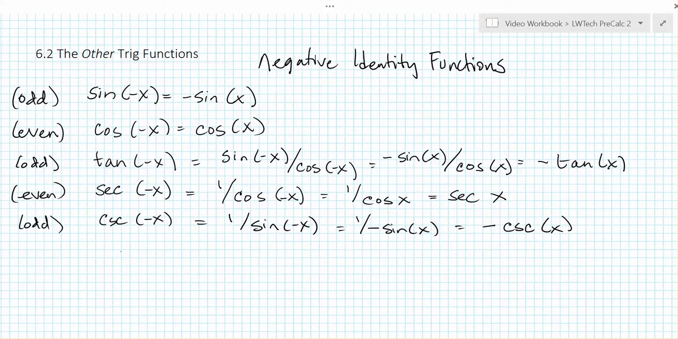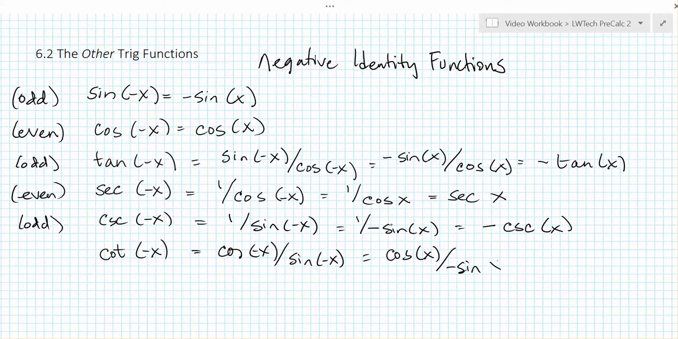And finally, the cotangent of negative x is equal to the cosine of negative x divided by the sine of negative x, which is the same as just the cosine of x divided by the negative sine of x, which gives us the negative cotangent of x, which demonstrates that the cotangent is an odd function as well. This is now a complete list of our negative angle identities.